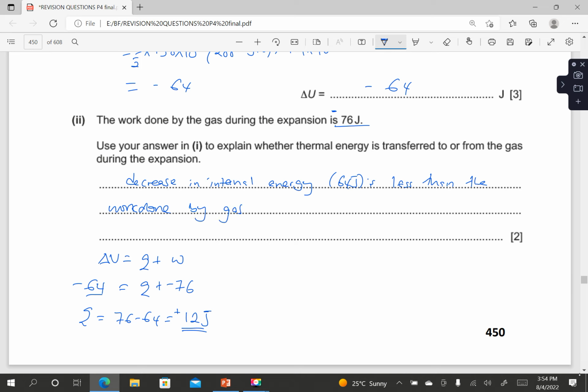In other words, it is like the gas is doing more work than the loss in internal energy. So thermal energy must be added by conservation of energy. So this is the work done by the gas of 76 joules. So thermal energy of 12 joules is transferred to the gas during expansion.